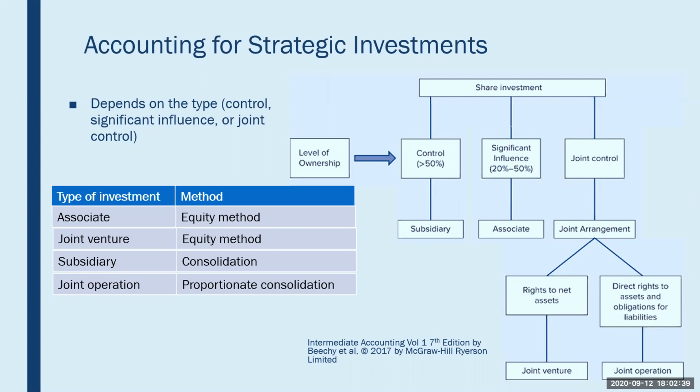We will be learning about investments in associates in this topic. We would look at investments in joint ventures in the next topic, topic 5. And then we will look at investments in subsidiaries and consolidations in the next few topics, topic 6, 7, and so on. At a later topic, we will also look at joint operations.